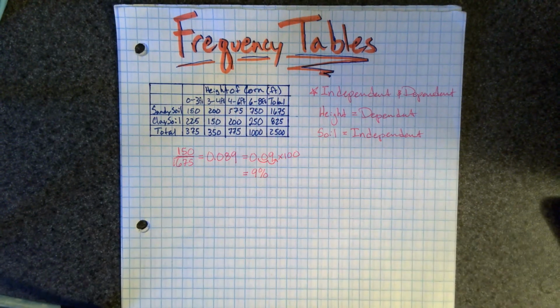Which means that 9% of the crops that were planted in sandy soil only grew 3 feet tall. Sounds very smart. It's not a lot of work for that.